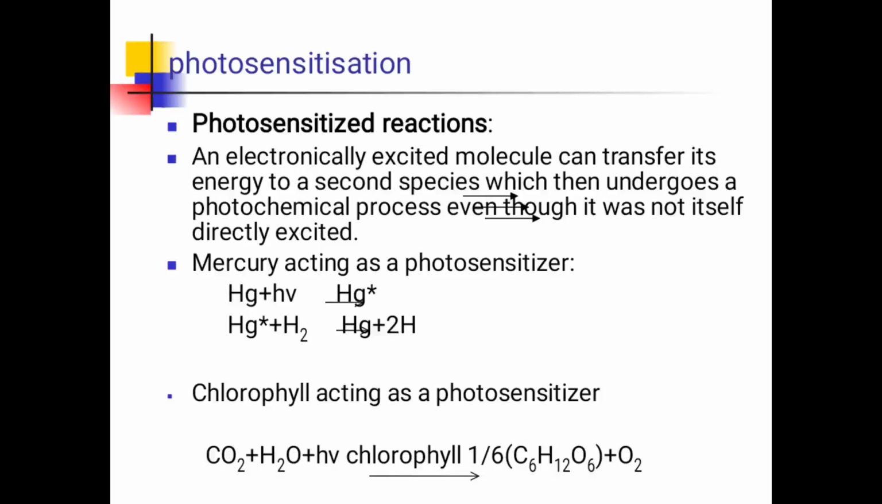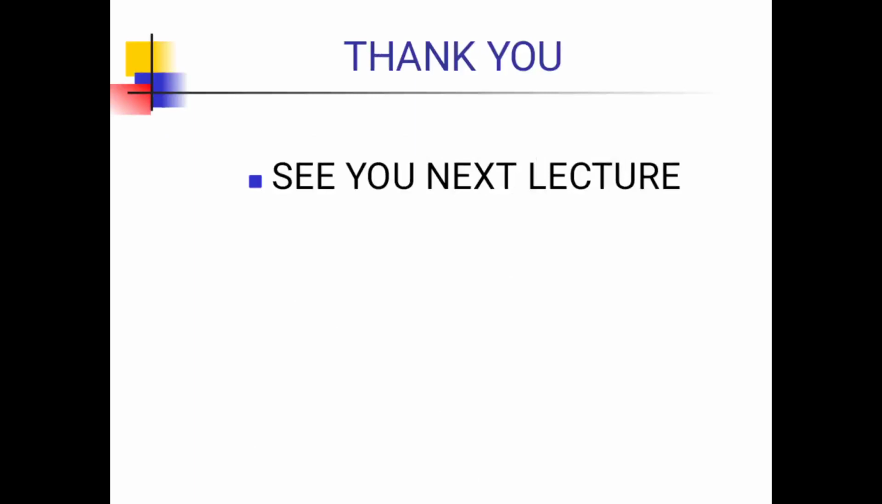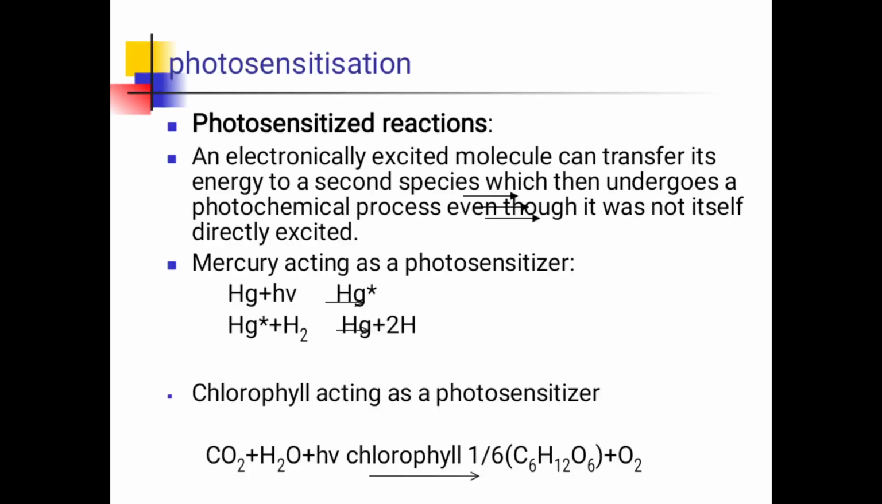Photosensitizer reaction. An electronically excited molecule can transfer its energy to a second species, which then undergoes a photochemical process even though it is not itself directly excited. Mercury acting as the photosensitizer: mercury absorbs heat energy or light energy to form excited mercury. The activated mercury reacts with hydrogen to form mercury and atomic hydrogen.